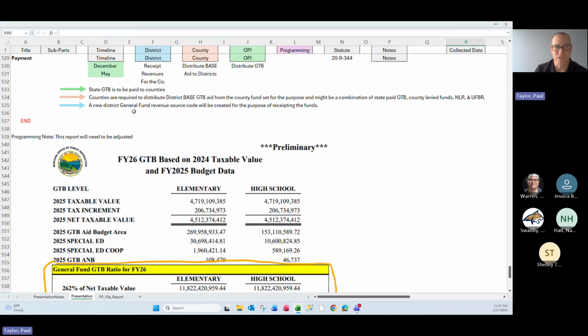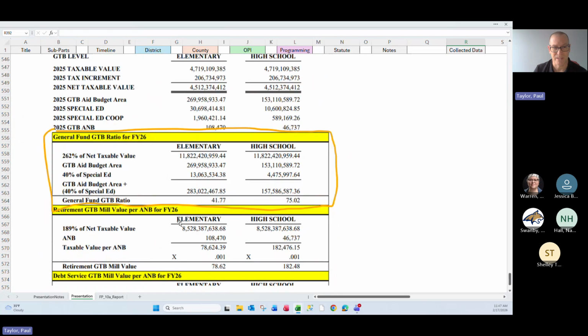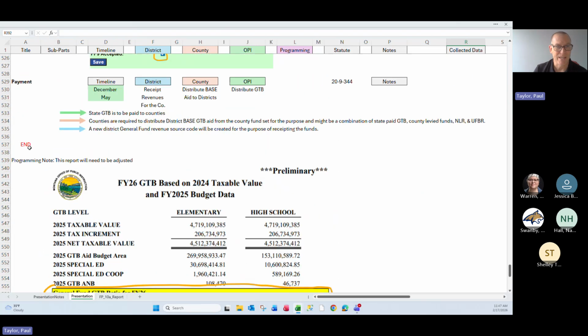So let's see, we're going to create a new general fund revenue source code, and we'll let everybody know what it is, so that districts and counties know how to handle this. And then districts are going to receive the revenue from the county under that revenue source code for general fund based funding. The distribution is going to go along with GTB. It'll go out in December and May. And this down here is just a note for our programmers that this report has to be adjusted as well. Anyway, hooray. We hit the word end.